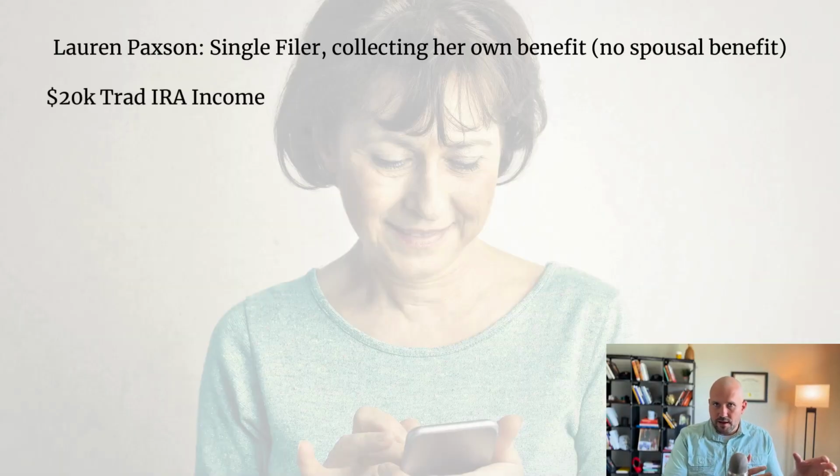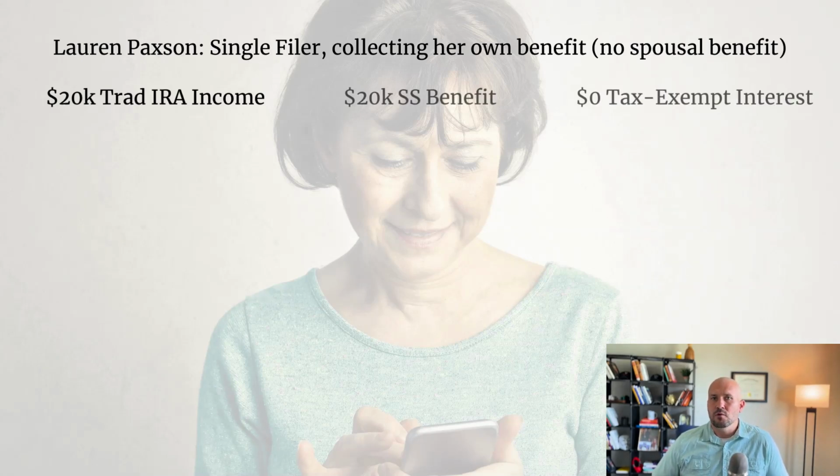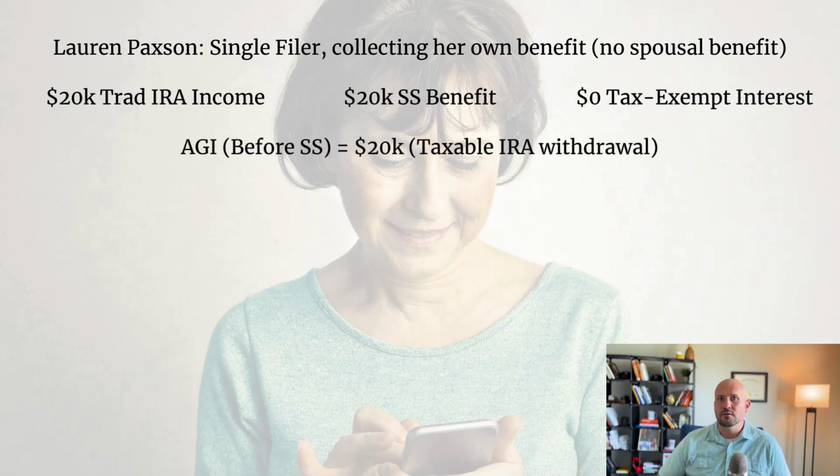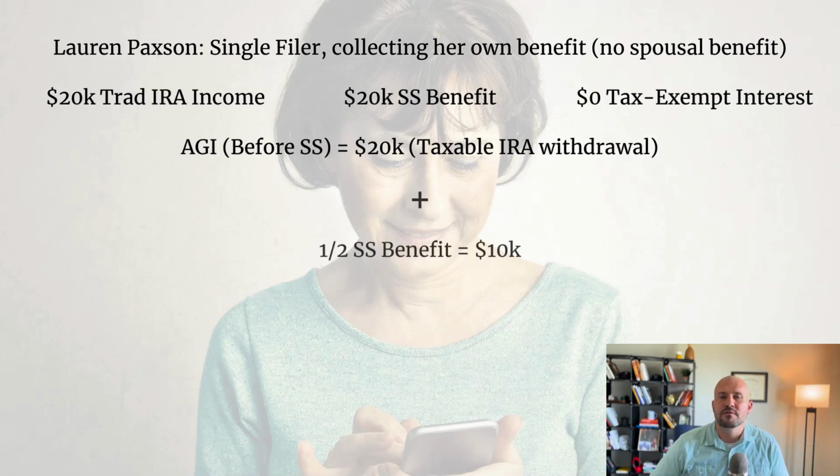Let's change some of the figures a little bit so that we can talk through what the 50% threshold would look like. Let's say instead of a Roth IRA, Lauren has a traditional IRA, and she's taking out $20,000 a year from her traditional IRA. We'll keep the other figures the same, but in this case, her AGI is $20,000 a year as opposed to the previous example of zero.